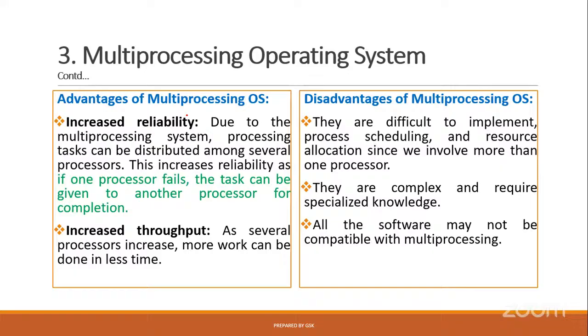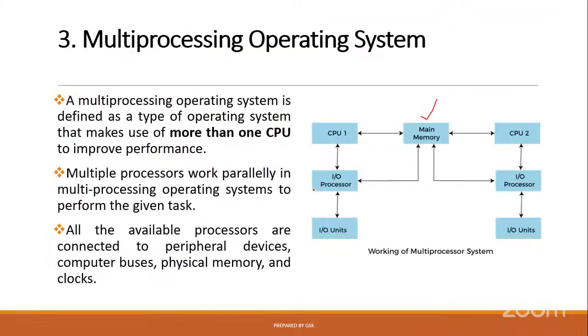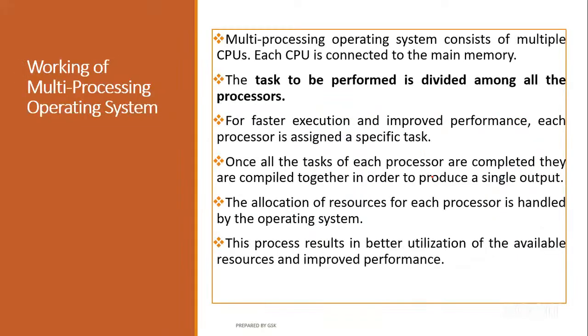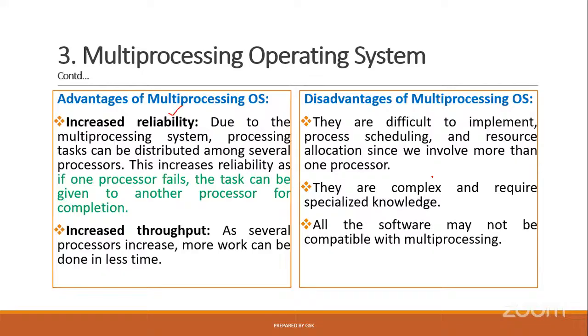Advantage, increased reliability. Suppose we are working with a multi-processing operating system. Assume that CPU 1 has failed. CPU 1 is not working properly. There is a problem with CPU 1. So obviously we have the second one, that is CPU 2. We have an alternate. So CPU 2 will take care of the execution of that program. So this is the meaning of increased reliability.